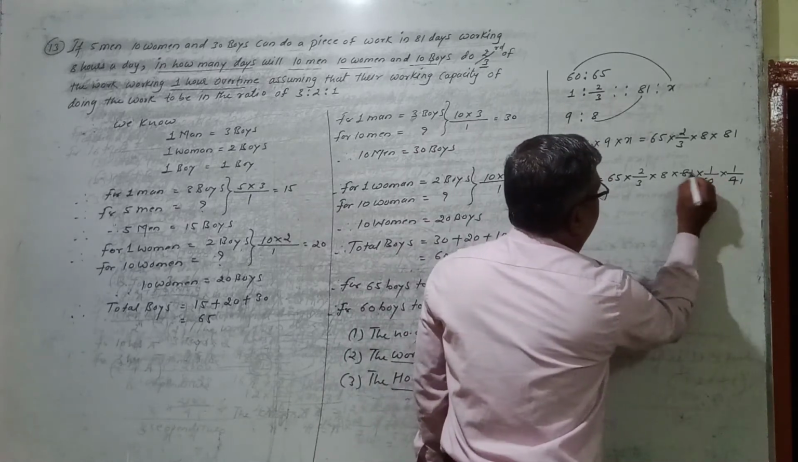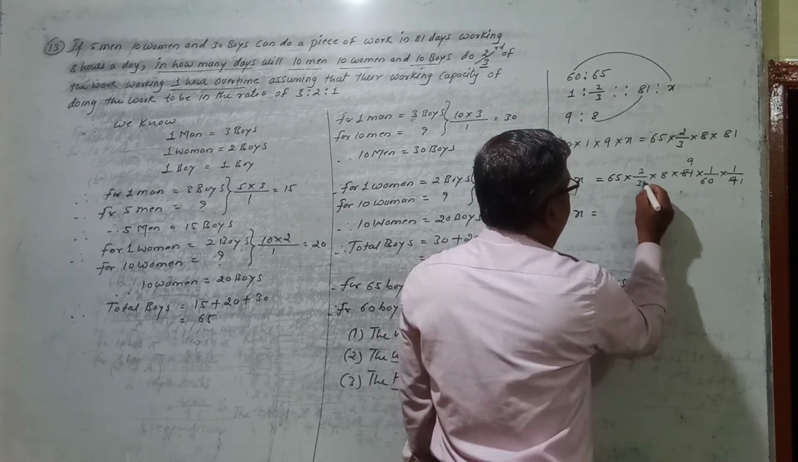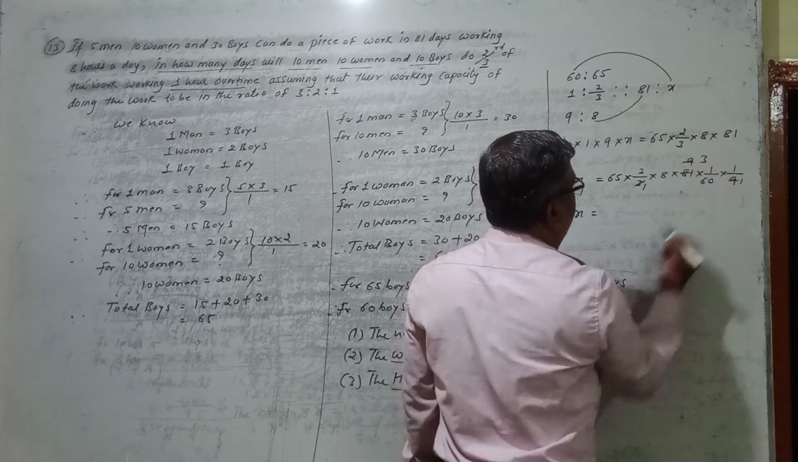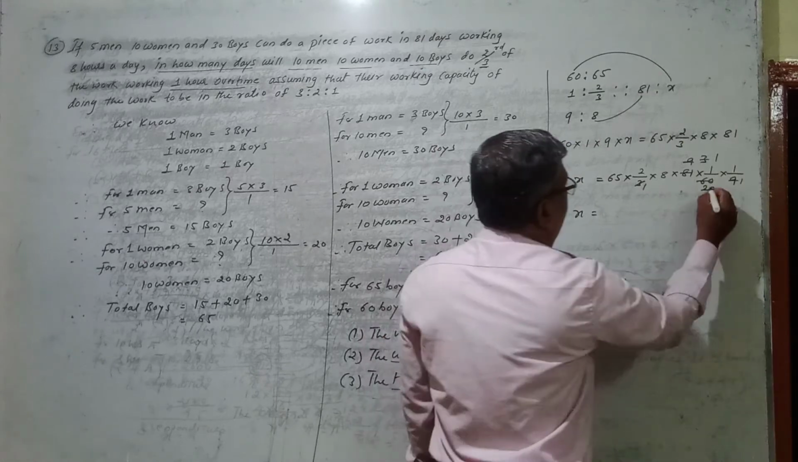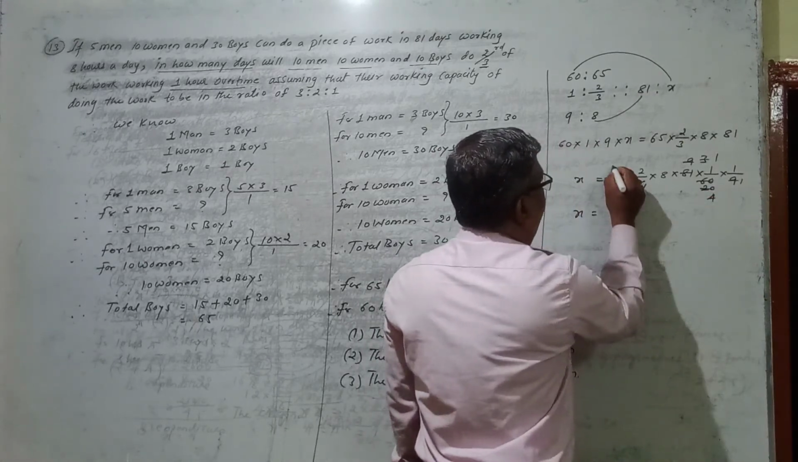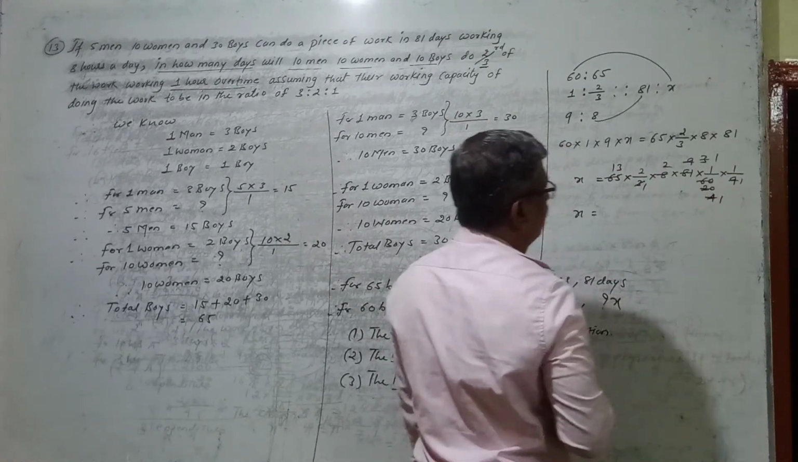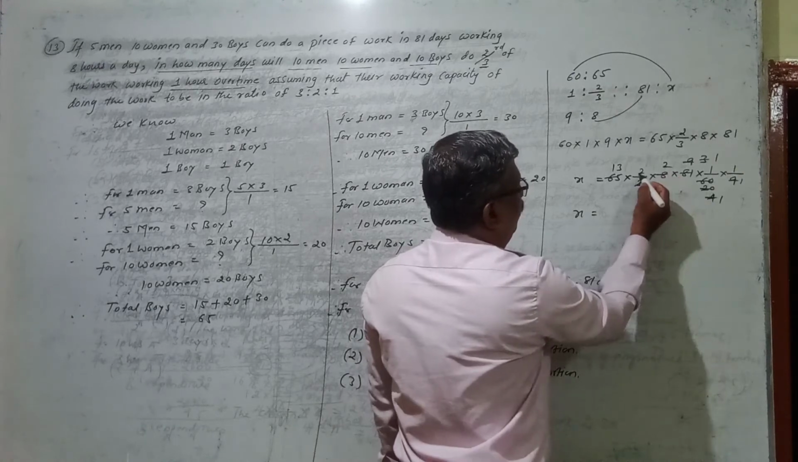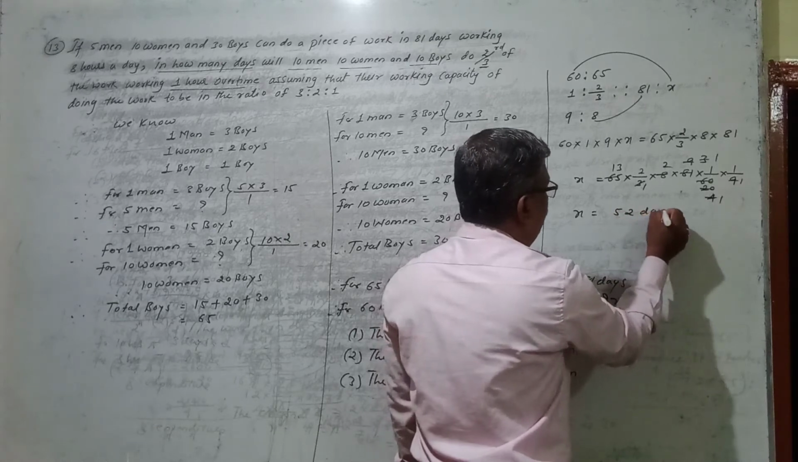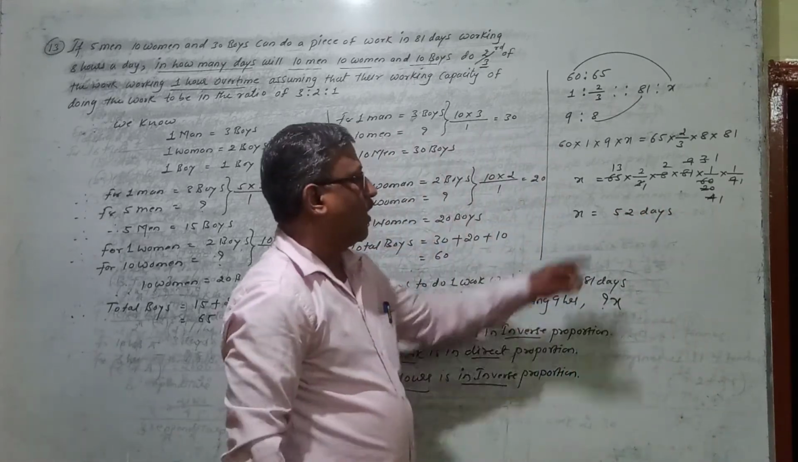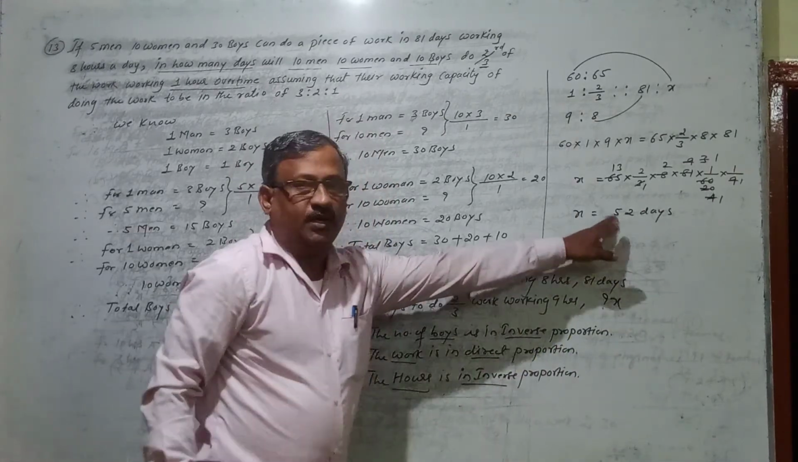these 9 ones are 9, 9 9s are 81. Then 3 ones are 3, 3 3s are 9, 3 2s are 6, 5 4s are 20, 5 ones are 5, 5 3s are 15, 4 ones are 4, 4 2s are 8. So 2 into 2 is 4, 4 into 13, so you get 52 days, right? How many days are required? 52 days are required.